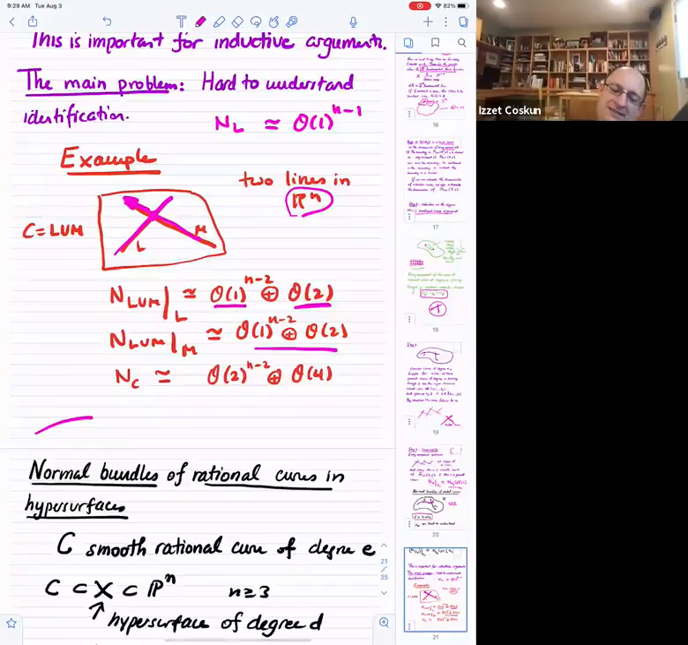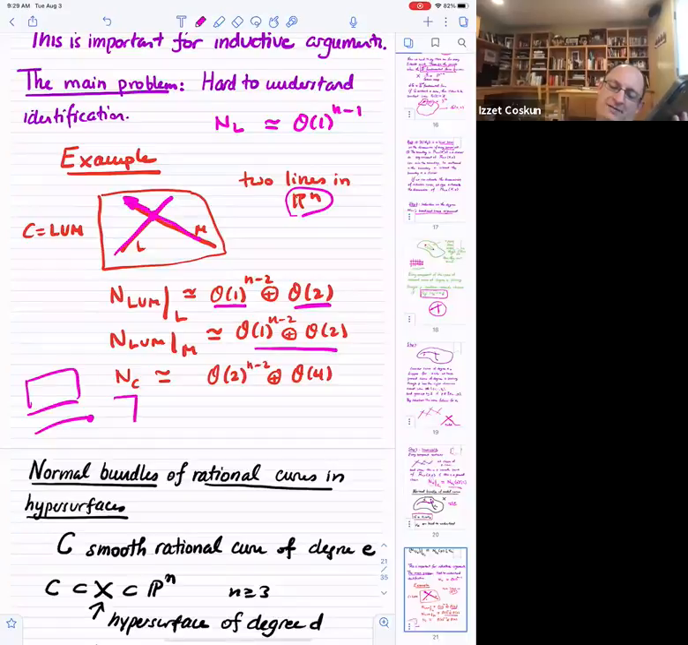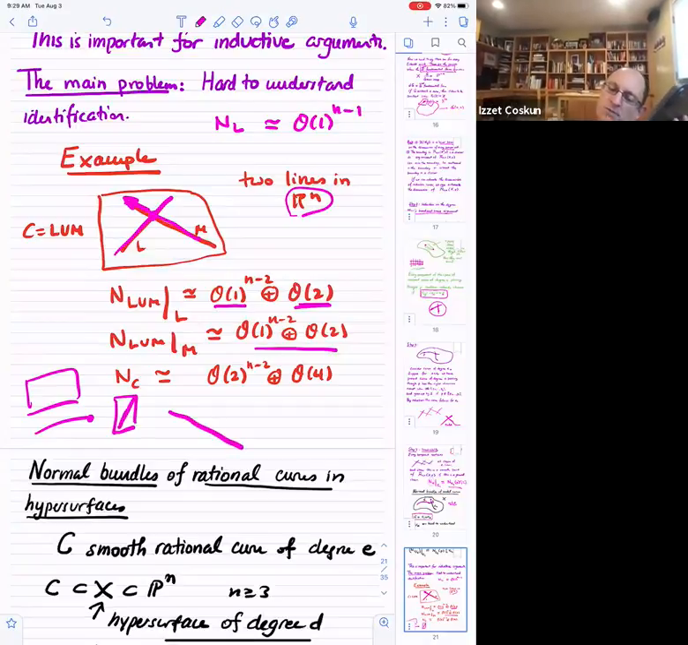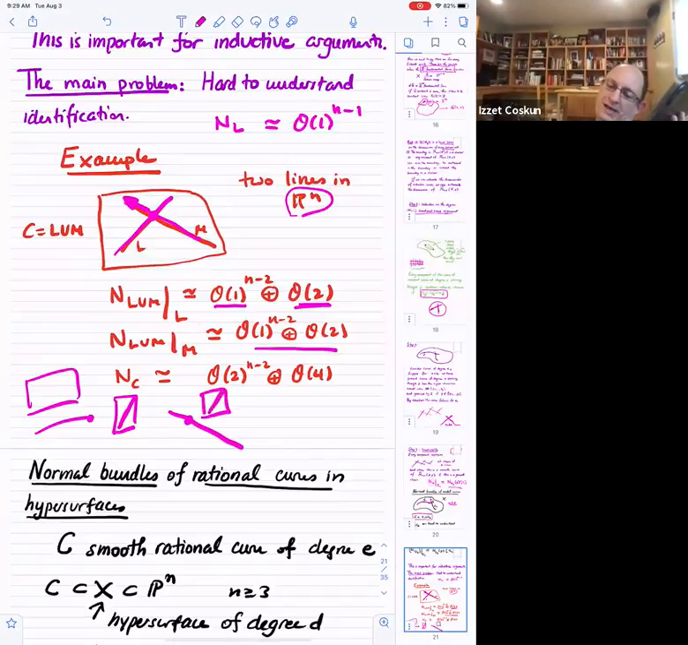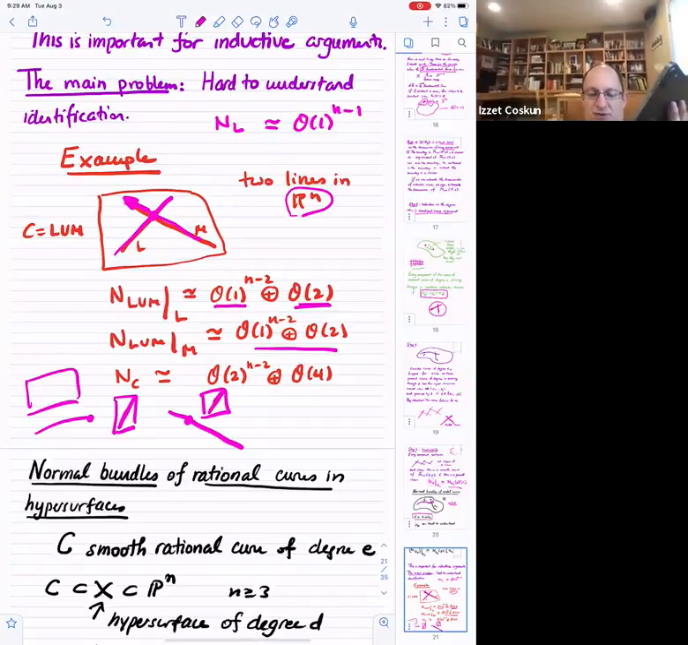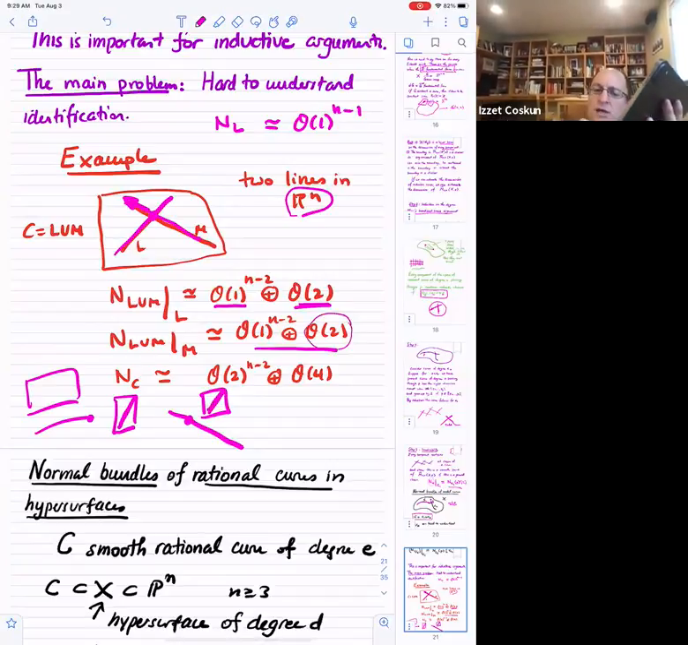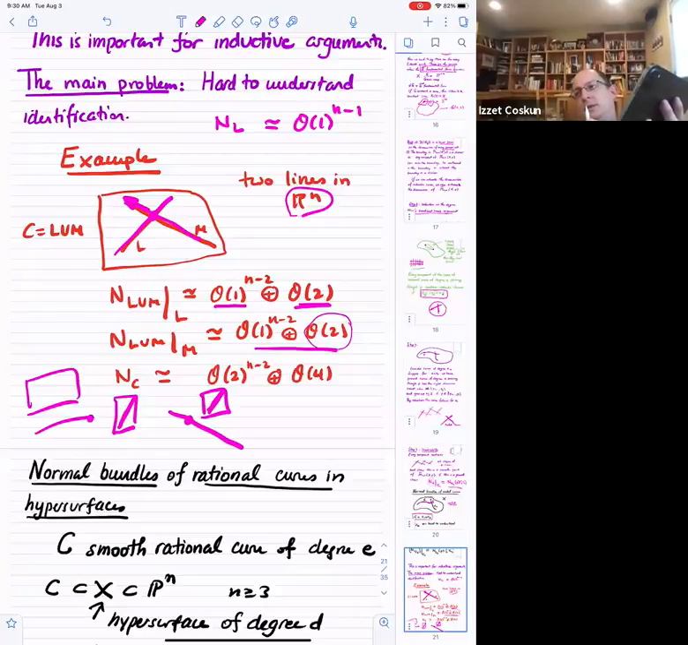So I have this line, and over this point, over the node, I have the fiber. But there is a distinguished direction here. There's a distinguished line, which is the O of 2. Similarly, on the other component, at the point P, I have a fiber, and there is an O of 2 there. Then there is a direction coming from this O of 2. You see, for the union, it matters whether these O of 2s match or not, right?